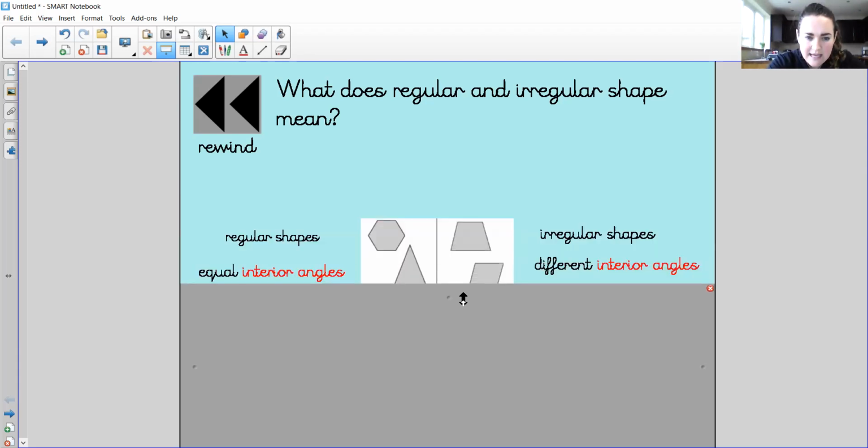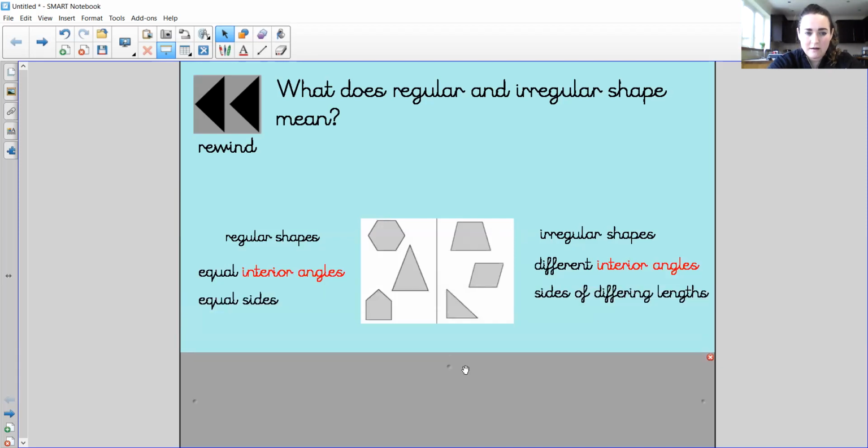Hopefully you've said that regular shapes all have equal interior angles. I've made interior angles bold, in red, because it's one of those tricky words that we need to know. It's key vocabulary for this week. An interior angle means the angle that is inside the shape. So for example, these angles are the angles that are inside the shape, where the two sides meet, the angle that makes.